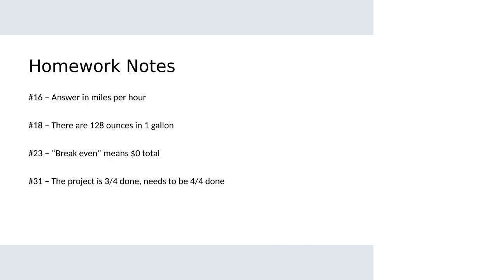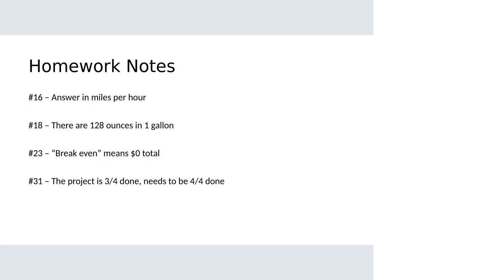All right, a couple of homework notes before we finish up for today. In the practice problems from section 5.1, number 16, you want to make sure your answer is in miles per hour. And these will make more sense once you're actually working on the problems. In number 18, just for information, there are 128 ounces in a gallon. That'll be a useful piece of information.